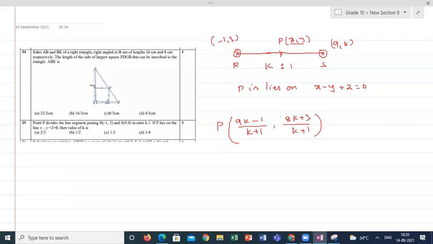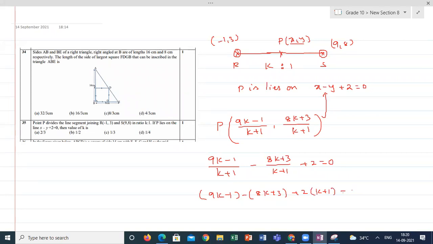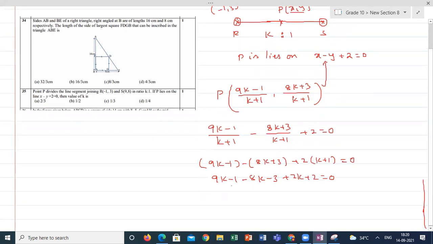If this point is lying on this line, then it should satisfy this equation. He mentioned that P lies on this line. So (9k - 1)/(k + 1) - (8k + 3)/(k + 1) + 2 = 0. So 9k - 1 - (8k + 3) + 2(k + 1) = 0. So 9k - 1 - 8k - 3 + 2k + 2 = 0. 9k - 8k is k, k + 2k is 3k, -1 - 3 is -4, plus 2 is -2, equal to 0. From here k = 2/3. So the answer is 2/3.